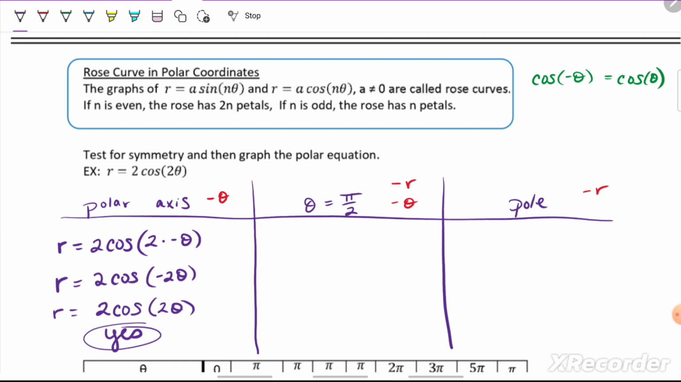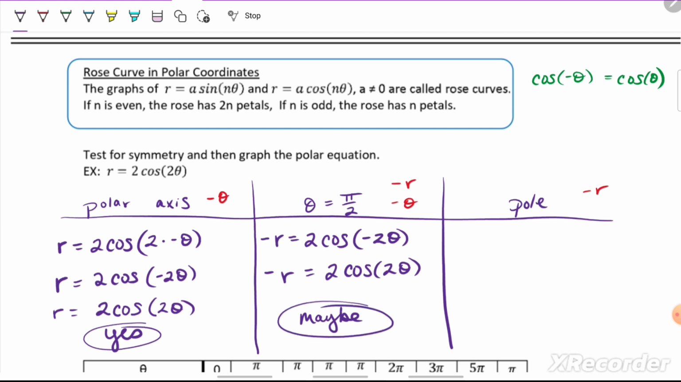Testing symmetry with respect to theta equals the line pi over 2. We're going to replace both r and theta with the negative. So this will be negative r equals 2 times cosine of negative 2 theta. Applying our negative angle identity, we know that cosine of negative 2 theta turns into just cosine of 2 theta. This is not our original. We could try dividing both sides by a negative, but that's still not going to get us back to the original. So it's inconclusive whether or not we're going to have this type of symmetry. So that's a maybe.